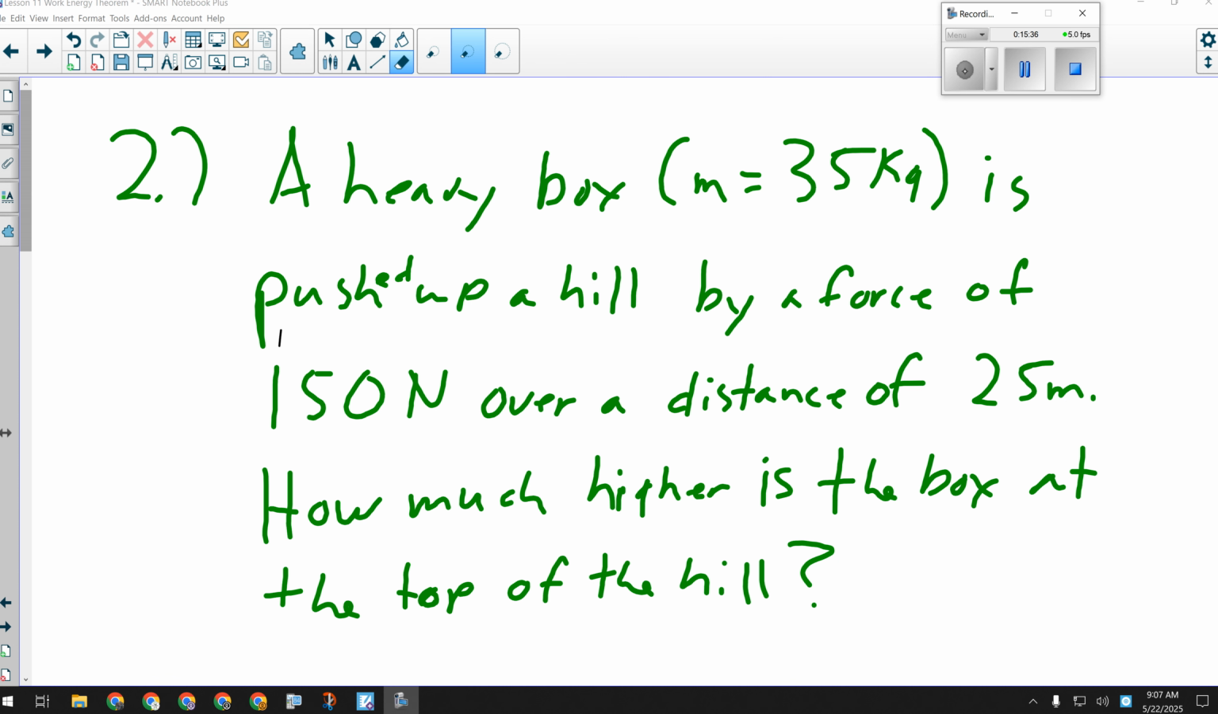If you're a visual person, this is what we are looking at. This is the 25-meter hill. The box is being pushed from the bottom to the top. We want to know how high above the bottom of the hill it is when it gets to the top.